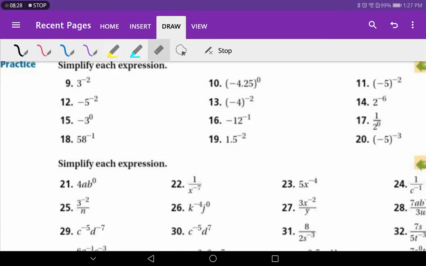Okay, number 18. Number 18, 58 with power negative 1. Directly, we do like this: 1 over 58 with power 1. I change the position, so I change the power. Power 1 means the same.